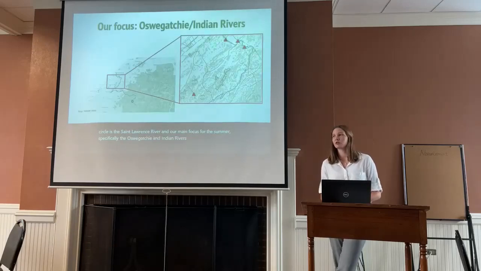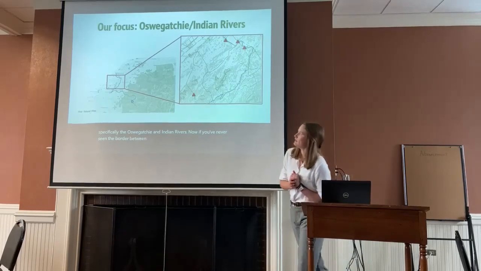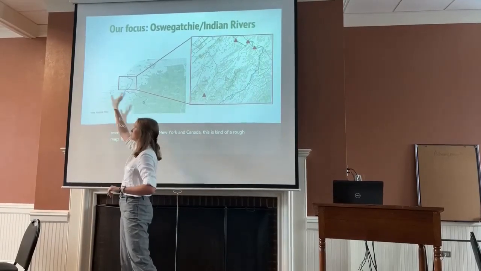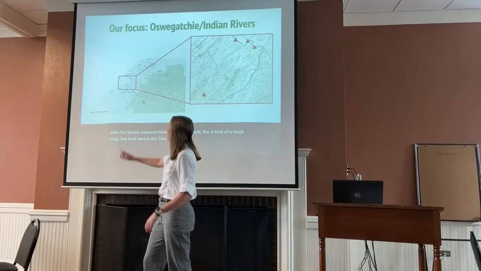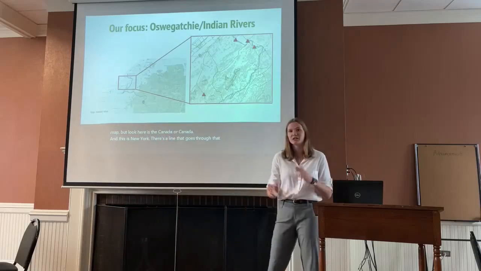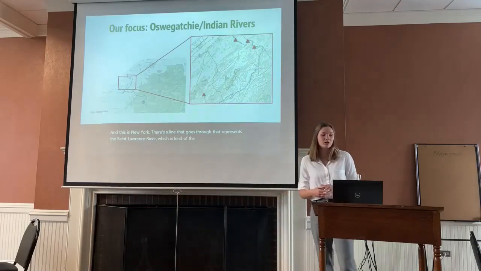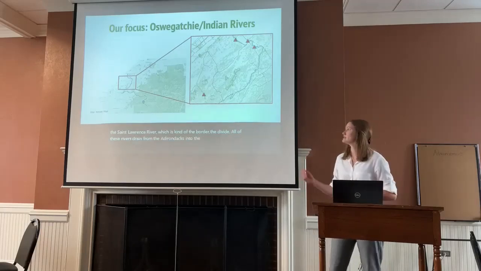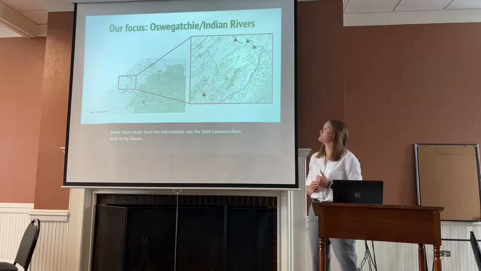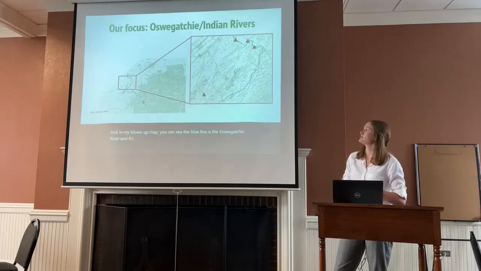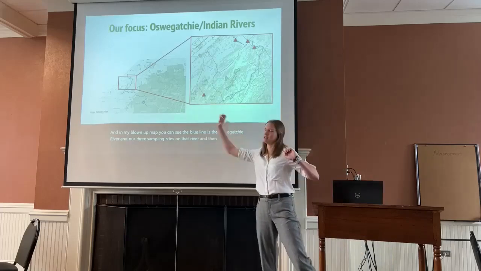Now, if you've never seen the border between New York and Canada, it's kind of a rough map, but up here is Canada, and this is New York. There's a line that goes through that represents the St. Lawrence River, which is kind of the border, the divide. All of these rivers drain from the Adirondacks into the St. Lawrence River, and in my blown up map, you can see the blue line is the Oswegatchie River and our 3 sampling sites on that river. And then the other one down here is on the Indian River.